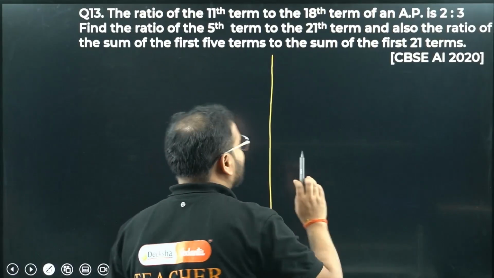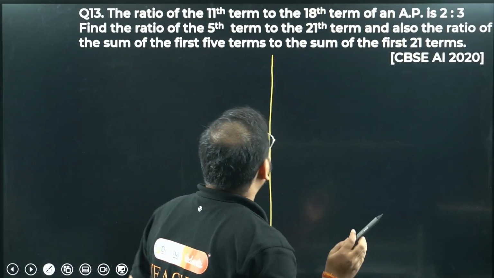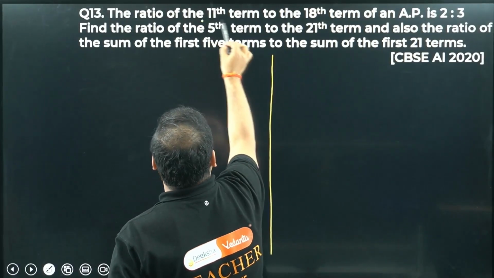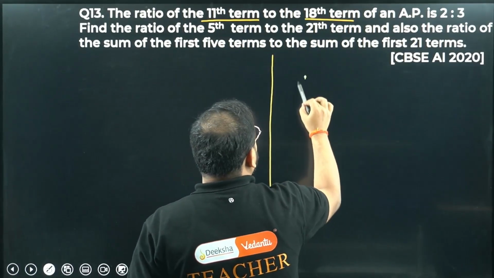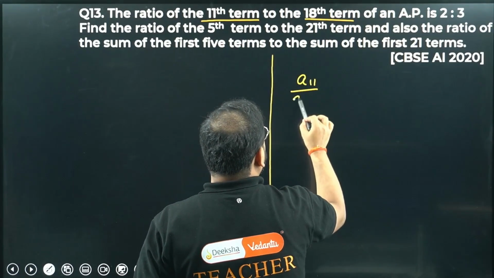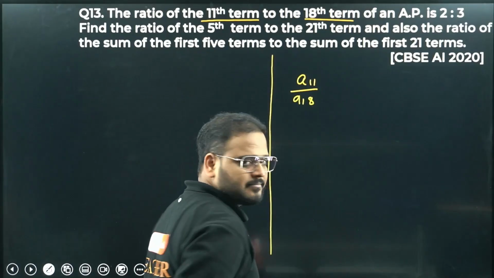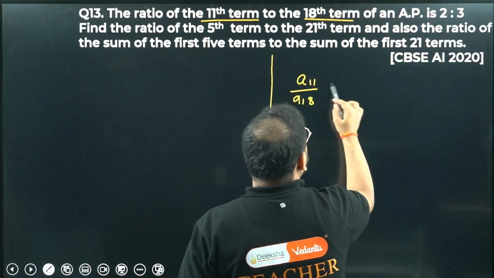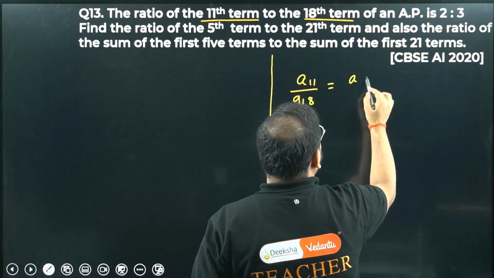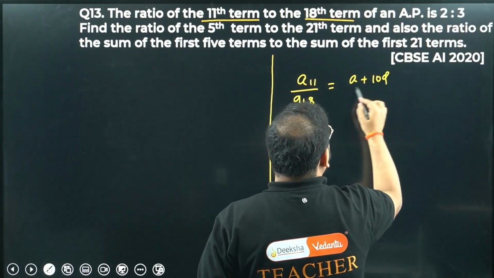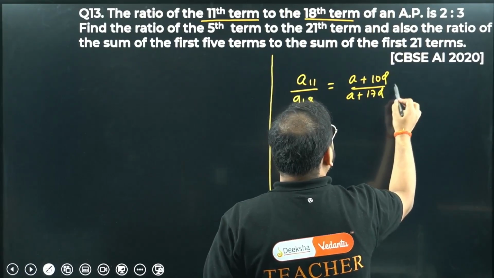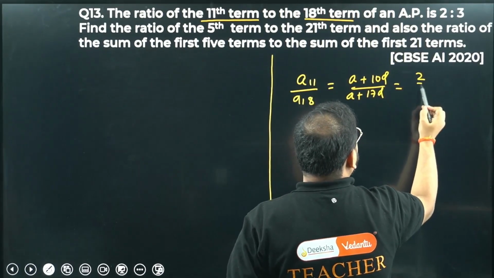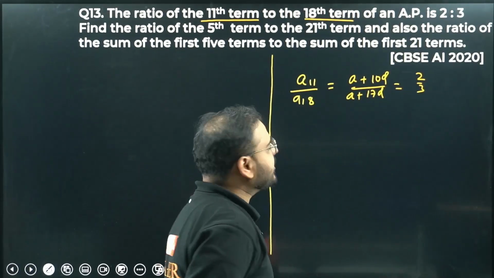The ratio of 11th term to 18th term. How is that, bacha, in symbols? A11 divided by A18. Am I right? Correct, na? How is that A11, bacha? This is going to be A plus 10D upon A plus 17D equals to what? 2/3. Correct, right? Cross multiply.